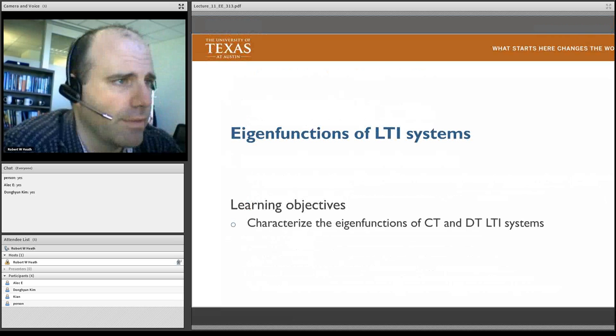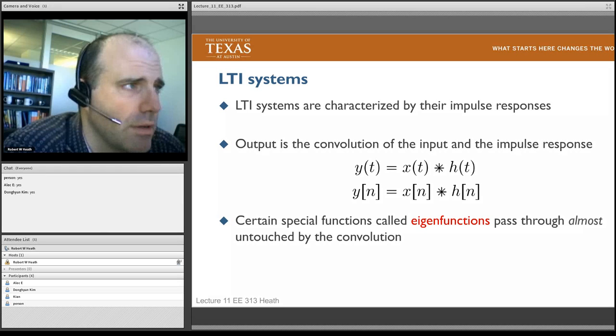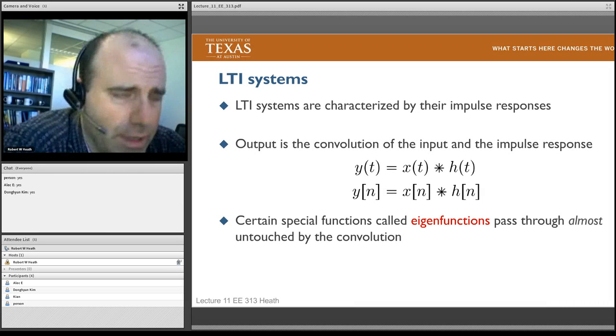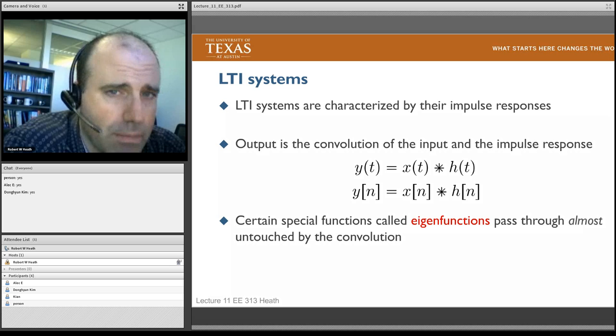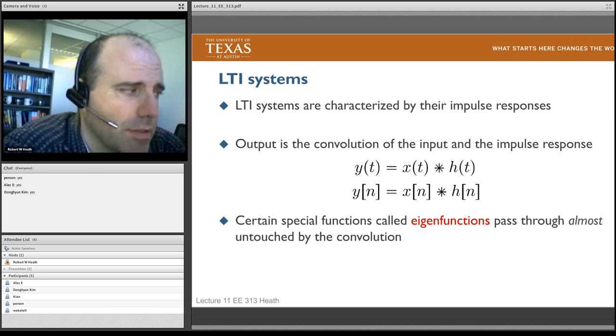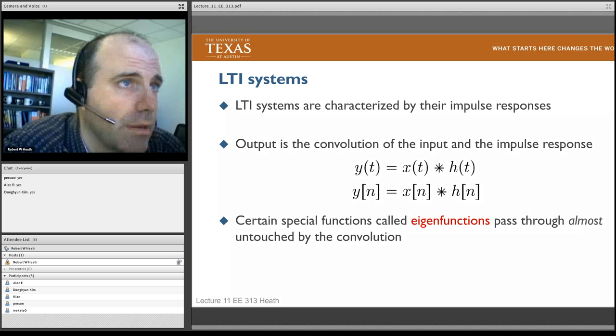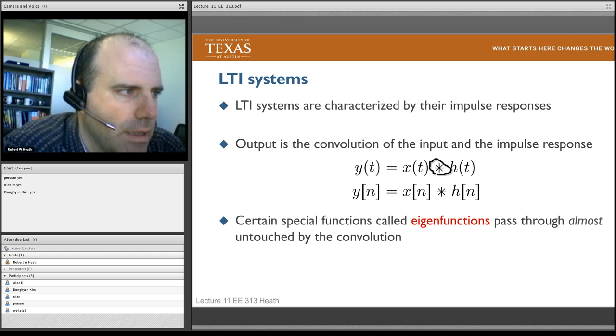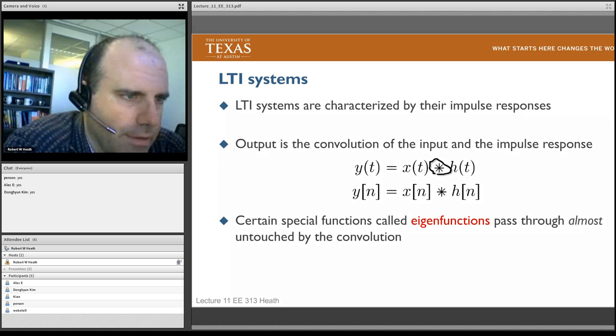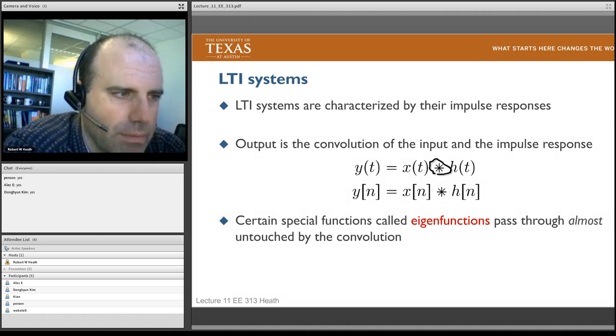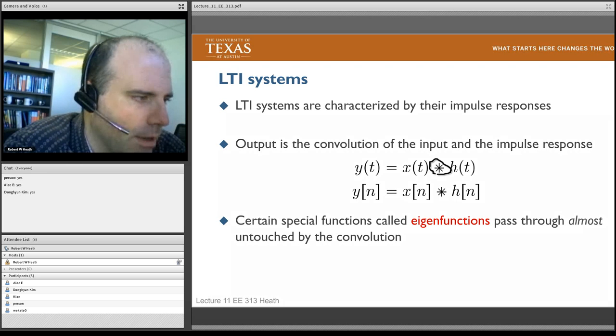Okay, eigenfunctions of LTI systems. LTI systems, as we already know, linear time invariant systems, are characterized by their impulse response. This means that you can compute the output by the convolution of the input and the impulse response. We use this little star to denote convolution. And certain special functions called eigenfunctions pass through almost untouched by the convolution. We'll see what that means now.